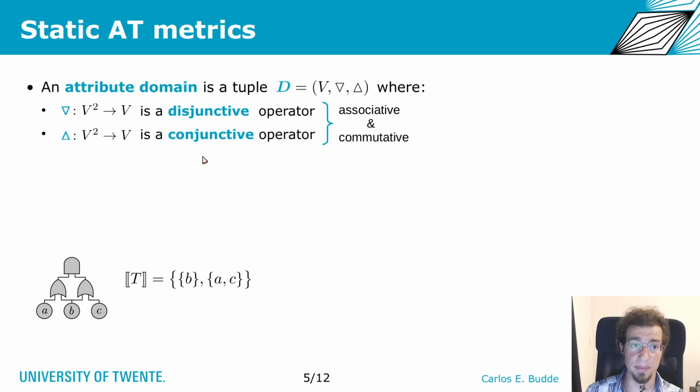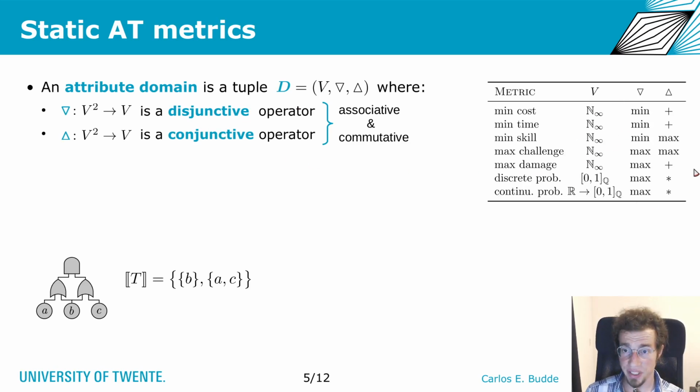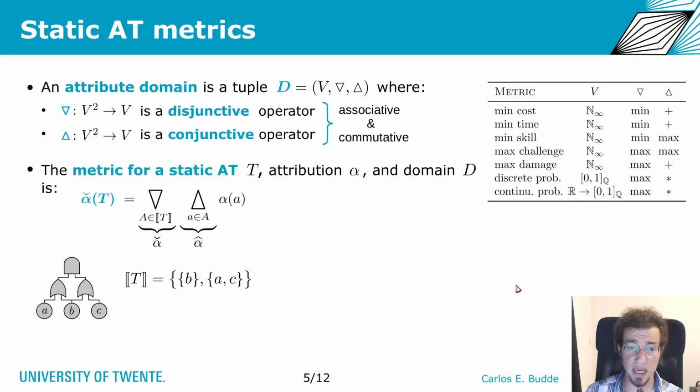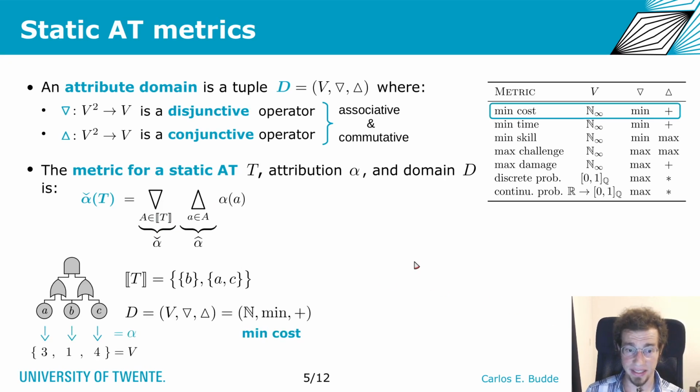So this is Mariëlle's contribution, where an attribute domain is defined as the value where I'm going to map my basic attack steps, and also a disjunctive and conjunctive operator. So many metrics can be defined easily in this way, many important metrics of an attack. And from here it is standard to define an attack metric as the disjunction over the different attacks of my tree of the conjunctions of those attacks. So let's see what I mean here with an example.